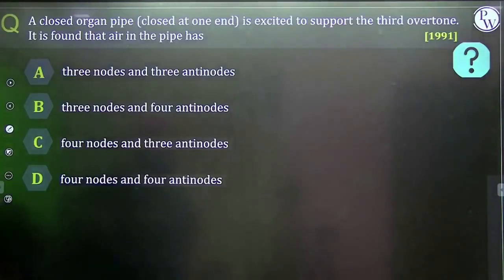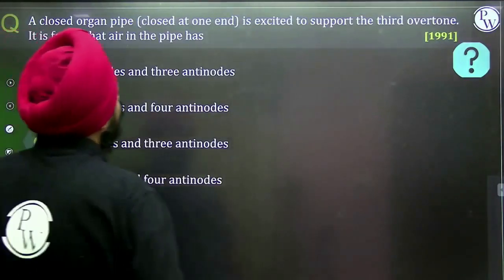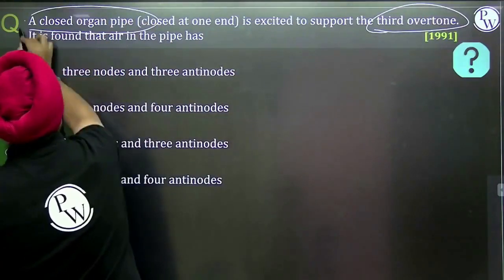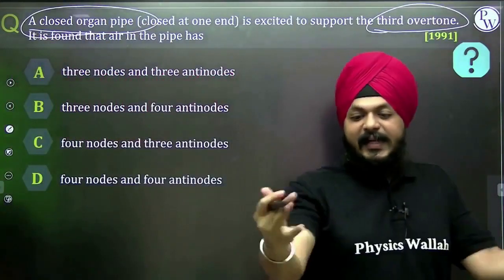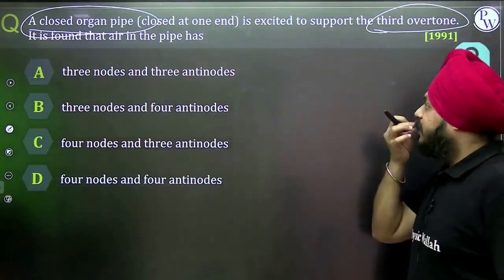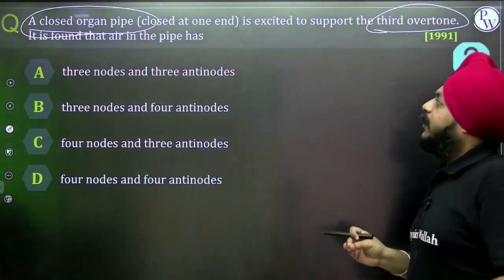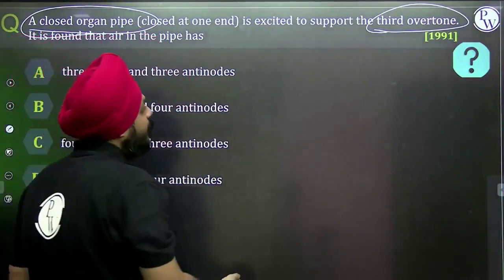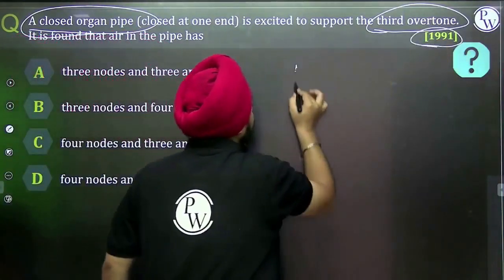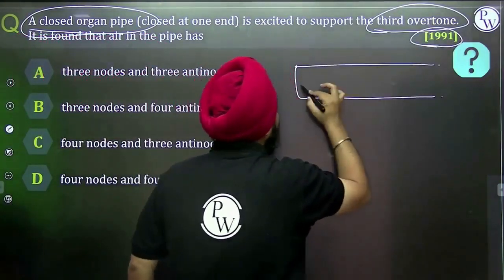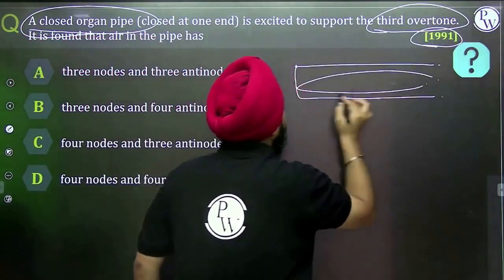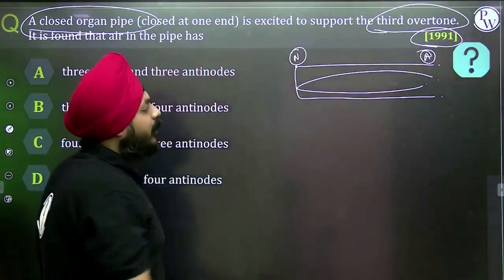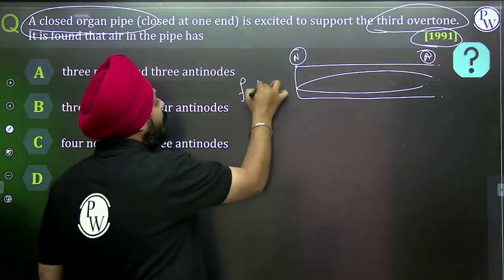A closed pipe is excited to support the third overtone. We are talking about the closed organ pipe. It is excited to support the third overtone. It is found that in the third overtone, how many nodes and how many antinodes are there? This question was asked in 1991. See, this is the fundamental mode. In fundamental mode, one node is there, one antinode is there.